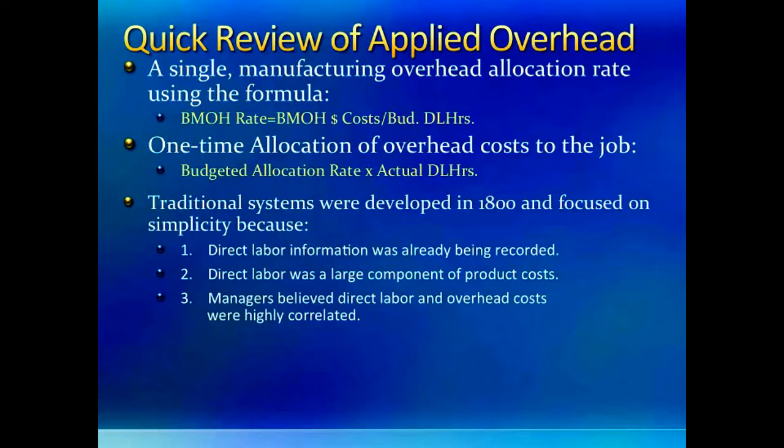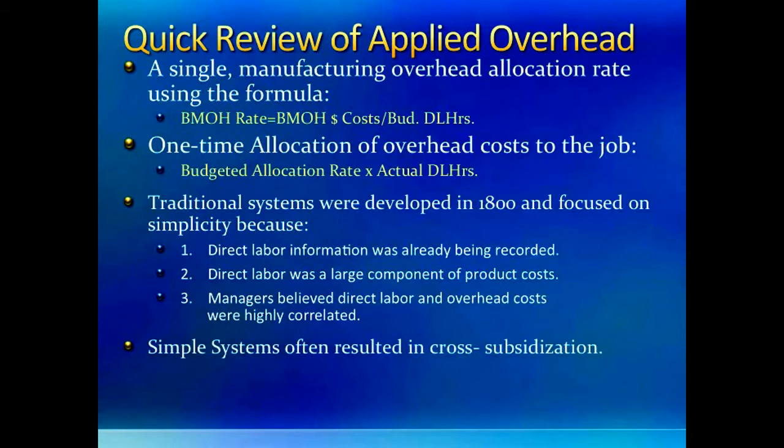This method is simple and worked well until recently because companies produced a limited number of products, mostly using a labor-intensive technology, so that there was very little difference in the overheads consumed by each product. Moreover, direct labor information was easily available and was a large proportion of total product costs. There was also a belief that direct labor and overhead costs were highly correlated. For example, if labor worked longer hours in the factory, more utilities will be consumed, more repairs, maintenance, and depreciation will be incurred, etc.